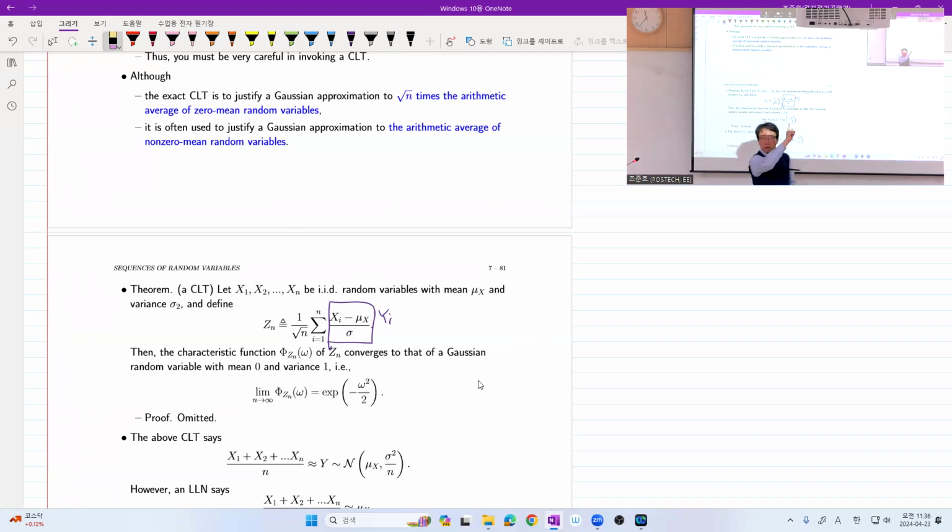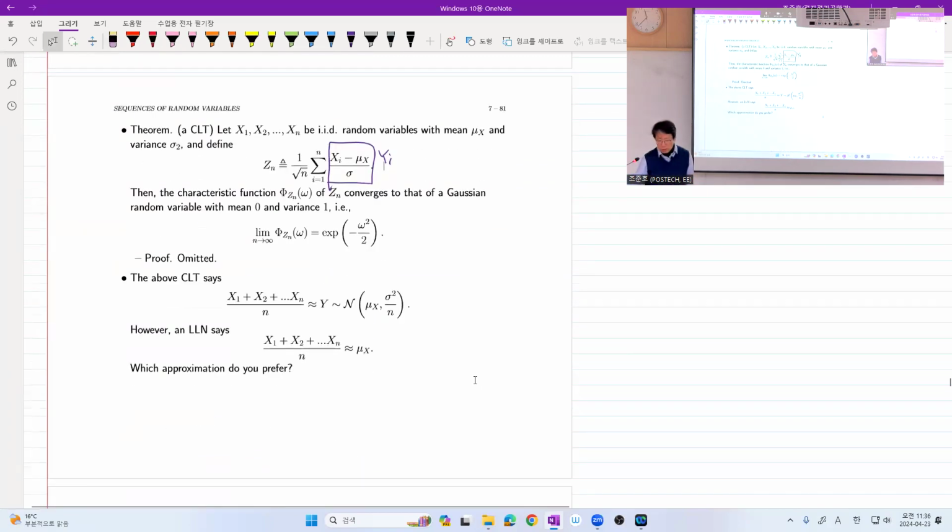In the weak law and strong law, the sequence of random variables converges to a special random variable, that is a constant, right? But here, we want to show that G sub n converges to what? The standard Gaussian. So we want to prove the characteristic function converges to the Gaussian characteristic function. Now, here goes the most important thing you remember. And then what we are going to do.